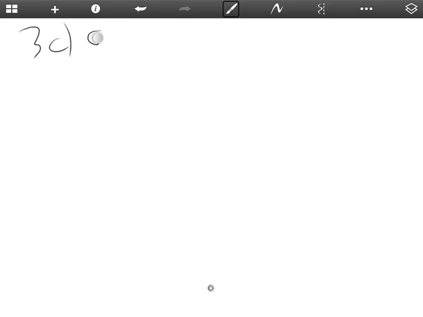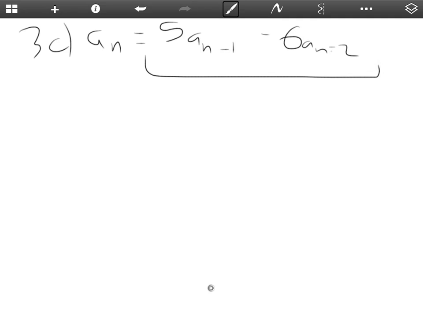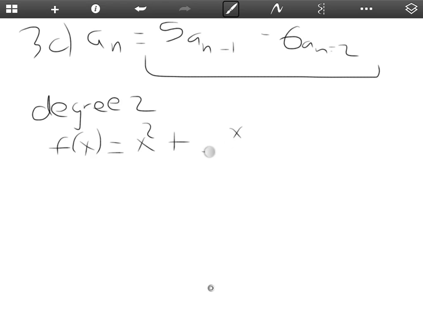Board, this is a_n = 5a_{n-1} - 6a_{n-2}, and if you've watched the previous two videos, you'll know why I'm asking this question. What is the degree of this? It's 2. And so we're going to write a function of x corresponding to this homogeneous recurrence relation, and so that is going to have degree 2 as well, plus some constant times x to the 0.